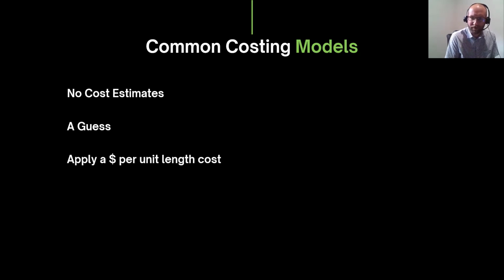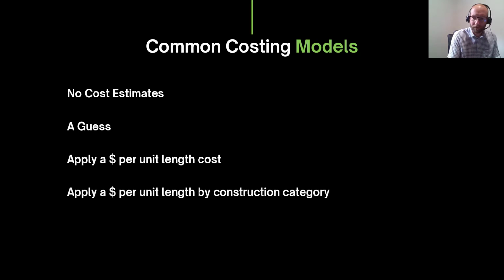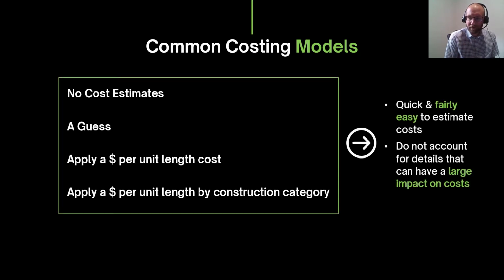Slightly more accurate still are those that apply a flat rate to build roads based on their length. So dollars per linear meter or dollars per linear foot. Then slightly better still are those that apply a dollar per unit length, but instead of a flat rate, they use construction categories. So they delineate their roads into which category best represents that section and apply a different dollars per linear meter or dollars per linear foot rate depending on the category it falls into. The benefit of these methods are they are quick and fairly easy to estimate costs. Their downfall is it doesn't account for details that can have a large impact on those costs.